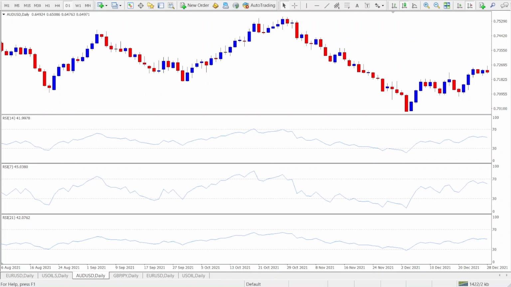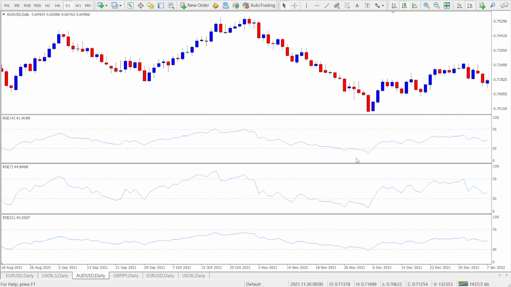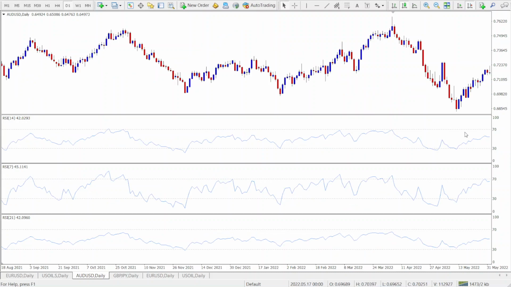Once your RSIs are all set, align their overbought and oversold levels at 70 and 30 respectively. In case your overbought and oversold zones are not all at 70 and 30, make sure that they are aligned. 70 30, 70 30, 70 30. This ensures consistency across all 3 indicators.